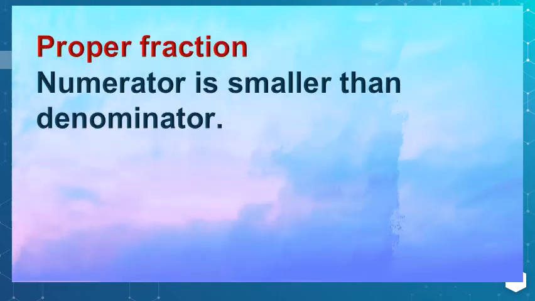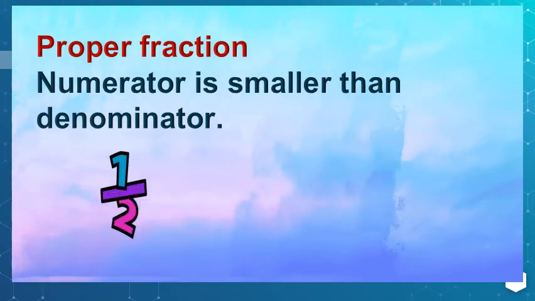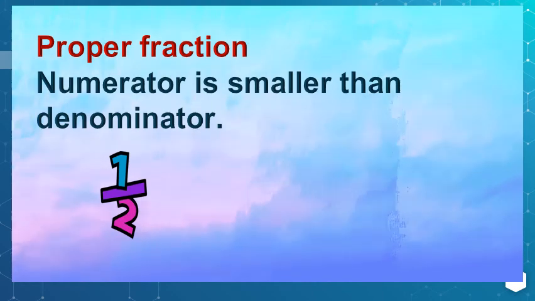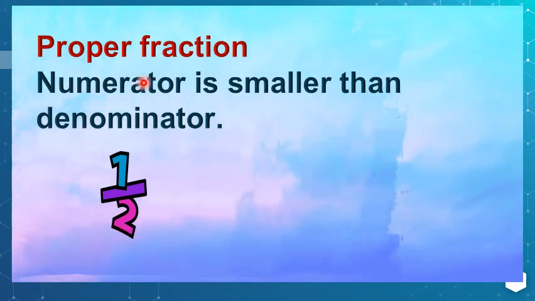Now what is a proper fraction? A proper fraction is a fraction which has the smaller numerator than its denominator. For example, 1 upon 2. In 1 upon 2 the numerator is smaller than the denominator. The upper part is called numerator and the lower part is called denominator. The numerator is smaller than the denominator. The fraction is said to be proper fraction.